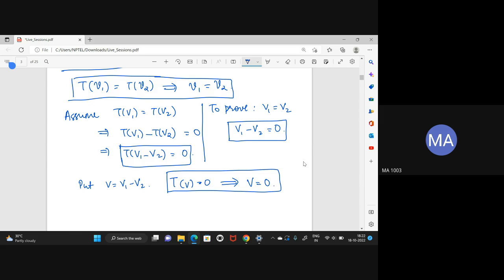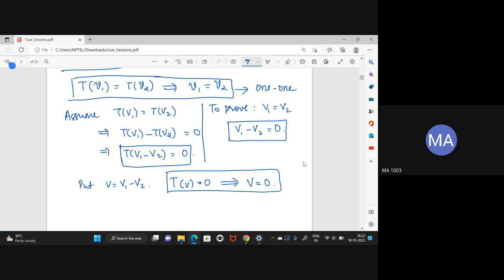So is this clear that this is what you should prove for a one-to-one map? Yes, madam, it is clear, but what do you write after V is equal to V1 minus V2? I'm just rewriting the left-hand side first, in the sense that I'm assuming T of V1 is equal to T of V2. I'm writing it as T of V1 minus T of V2 is equal to 0. That's nothing but T of V1 minus V2 is equal to 0. Is this part clear? Yes, ma'am. Here I'm writing V1 is equal to V2, that I can write as V1 minus V2 is equal to 0, right?